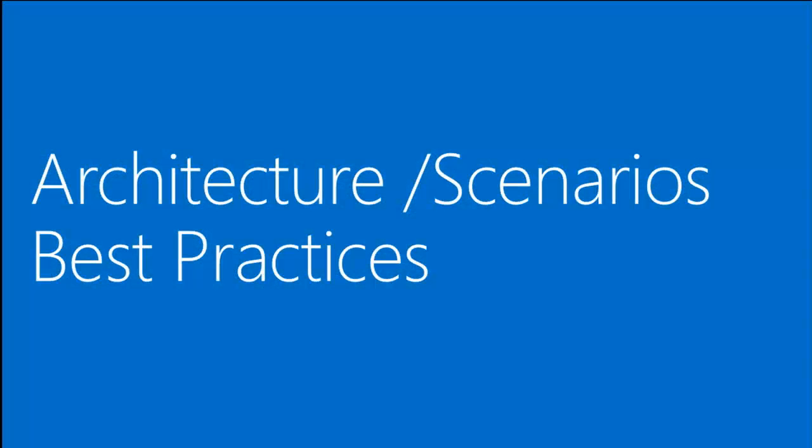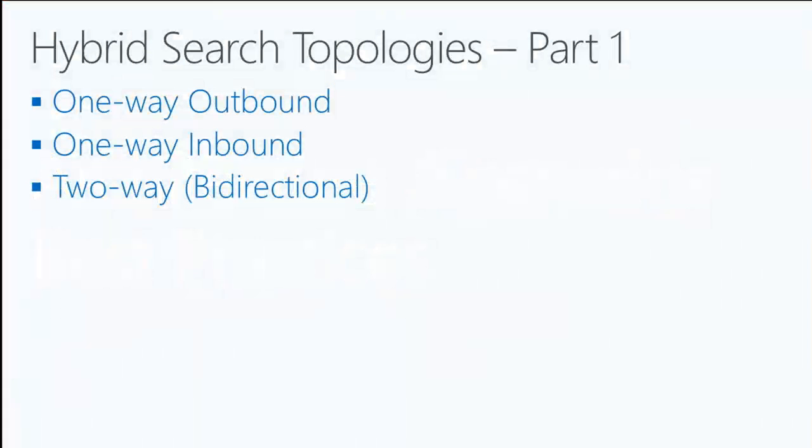So now, including the outbound search, we want to go through the full realm of the scenarios or topologies that are available for hybrid search. We're going to break this into two parts: the more common scenarios, and then part two, which has a couple of other options as well. So Brent just covered one-way outbound, which was on-premises pulling in Office 365 data. We'll talk about one-way inbound, which is the reverse, so Office 365 pulling in on-premises content. And two-way bidirectional, which is basically both of those put together.